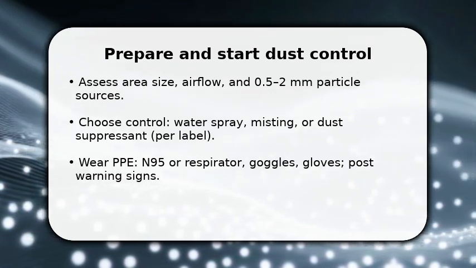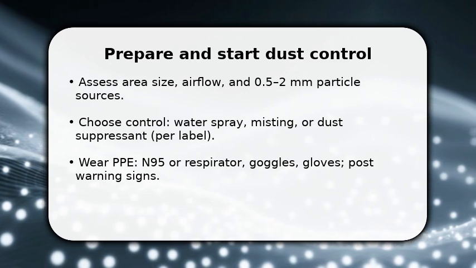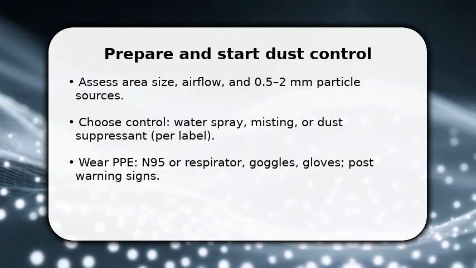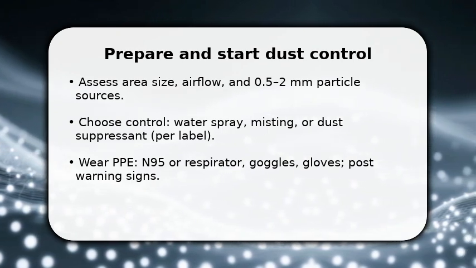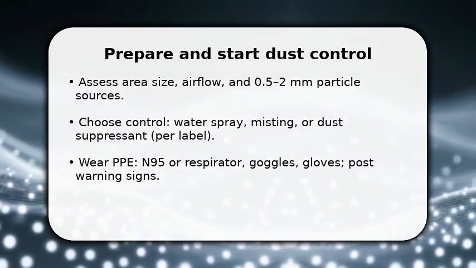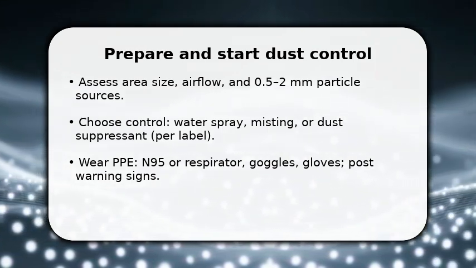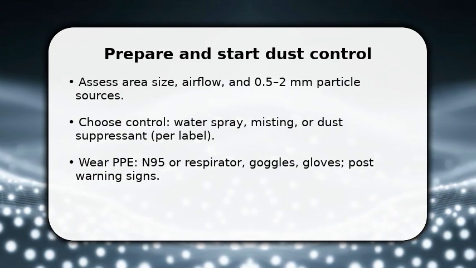Once done, position your spray or mist system downwind of the source and set flow to cover 80–90% of the emission area. Make sure to put on your respirator and eye protection before any active spraying, because reducing airborne particles protects you and downstream workers.